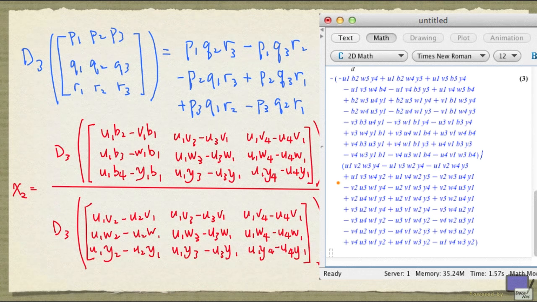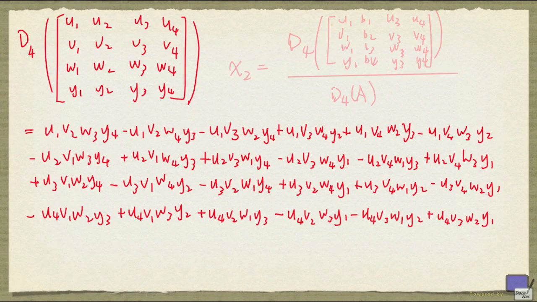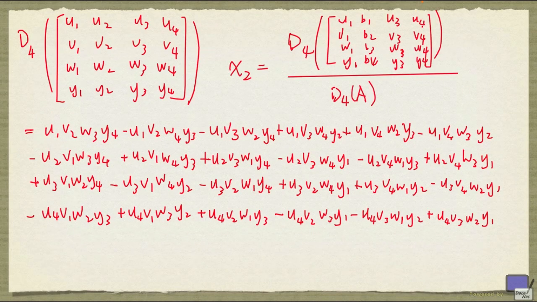So what that means is you can now define D4 to be the following. So this is exactly the denominator, but with the terms rearranged. And using this, you can write x2 as follows. So it will be the D4 of this divided by the D4 of A. And as you can see in the numerator, the matrix is obtained from A by replacing the second column by B1, B2, B3, and B4.